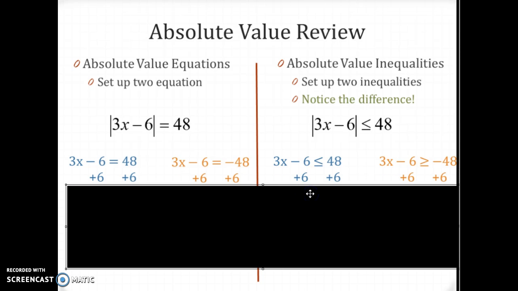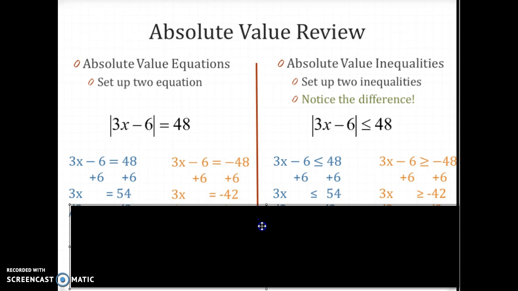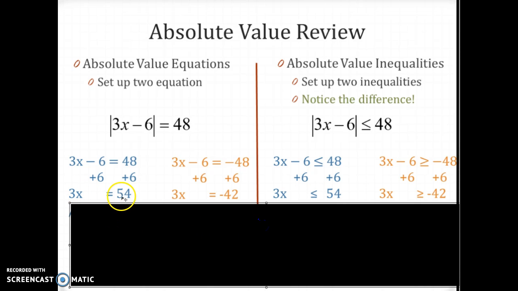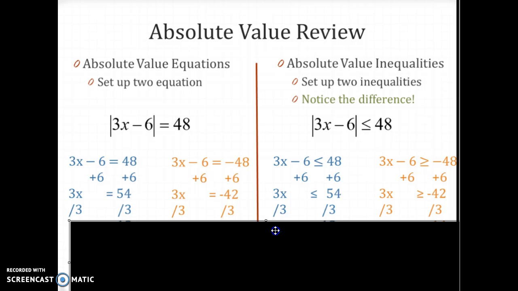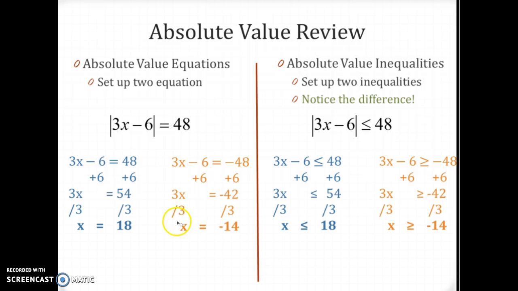So you're going to add 6 on both sides of each of the equations, because you're trying to get 3x by itself in each of these. Once you add 6, note how the equations look. 3x equals 55. 3x equals negative 42. And then on the inequality side, the numbers are the same, but we have an inequality symbol. And so this one is greater than or equal to a negative 42. So then we want x by itself, so we divide by 3 on each of those steps, and then we end up with our answer.